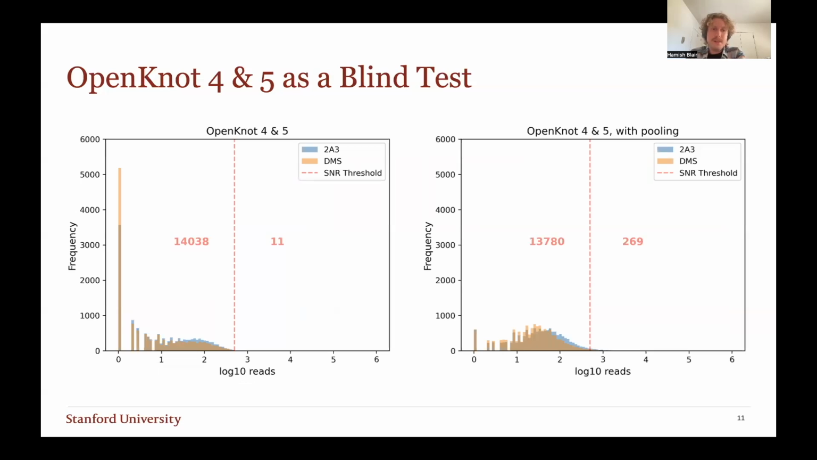And I'm showing here histograms of the read counts. On the left is one of the histograms I showed at the beginning. And on the right is the histogram for the same library, but now we've split it up into 3 subpools. And we see that the big spike at 0 or 1 reads has significantly reduced, and the number of sequences that are above the signal to noise threshold has also increased by a fair amount as well.